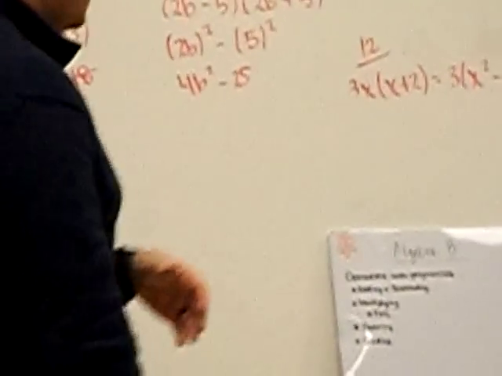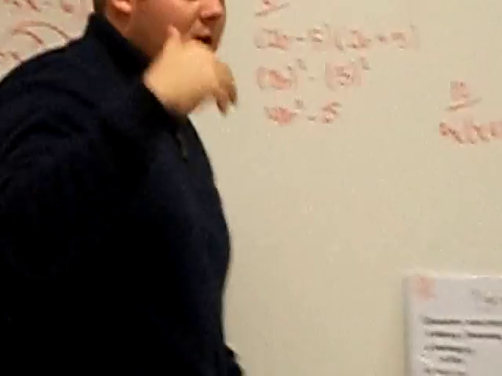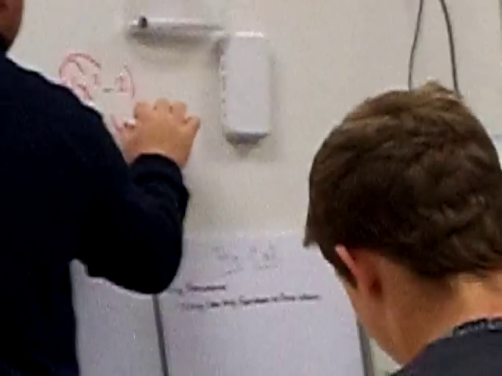Okay? All right, the last type of problem that we have is number 12. If you look at number 12, we are solving for x. What do you think we have to do before we do anything else? We've got to distribute on both sides of the equation. We've got 3x times x is 3x squared. 3x times 2 is 6x. On the right side, 3 times x squared is 3x squared, and 3 times negative 2 is negative 6.